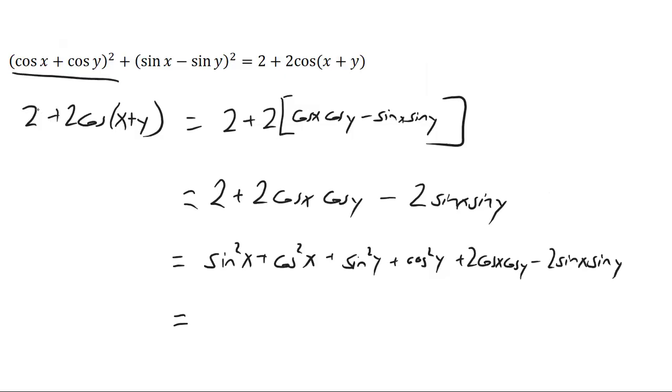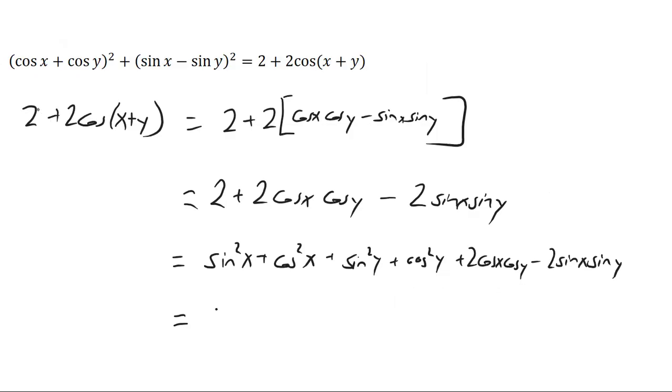What does this guy actually expand to? Let's do it in our head. It's cosine squared x plus 2 cosine x cosine y plus cosine squared y. Do we have that all over here? Cosine squared x plus 2 cosine x cosine y plus cosine squared y. We have it right there.